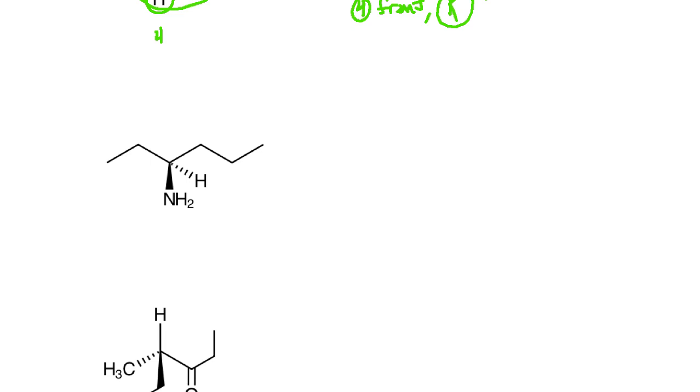So when we get to this example here, I've got some clear-cut choices. This is for the nitrogen, because the other two are carbons, is going to be 1.